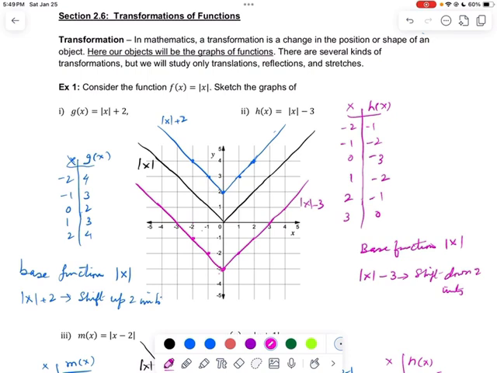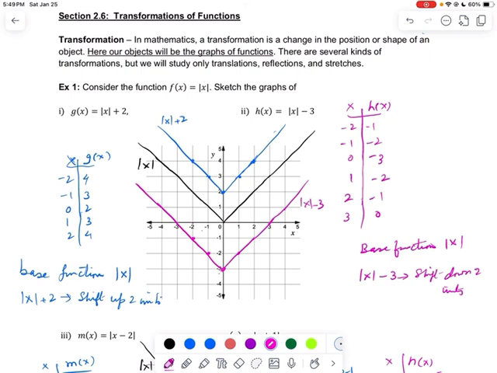Now there are several kinds of transformations, but we will study only three here, which are translations, reflections, and stretches. So we will have a vertical translation and a horizontal translation, and then reflection about our vertical axis and reflection about our horizontal axis. So what is the horizontal axis? The x-axis, and the vertical axis will be the y-axis. So these are translations and reflections. Okay?